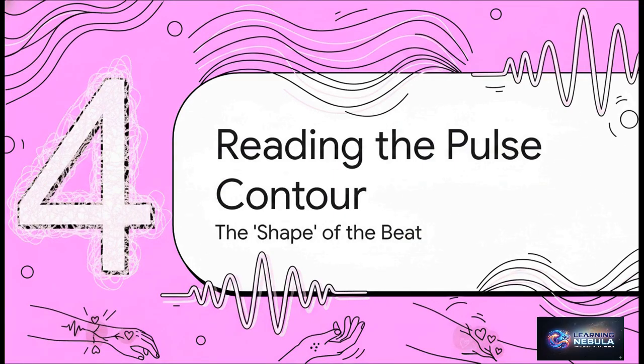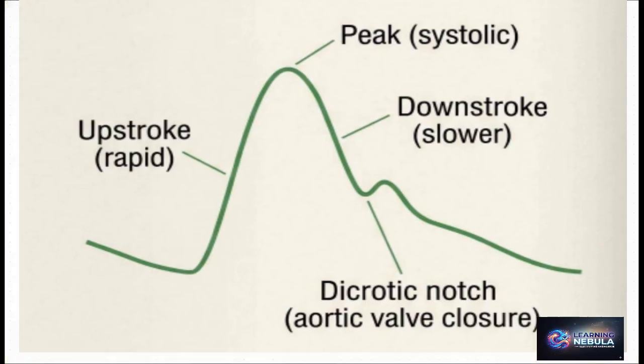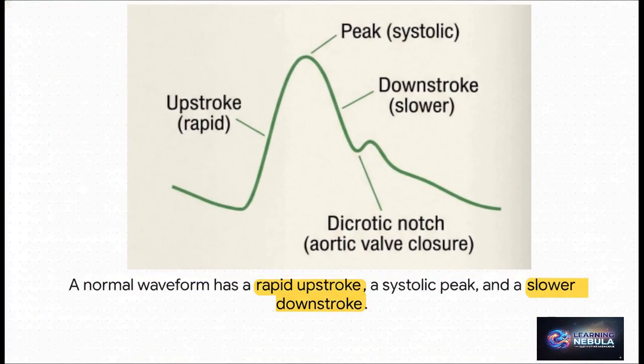Okay, now we're moving beyond the basics. We're going from rhythm and amplitude to the most diagnostically rich information of all, the actual shape or contour of the waveform itself. This is really where the art of pulse diagnosis comes in. This slide is our map of a normal pulse. And with practice, you can actually learn to feel these different parts.